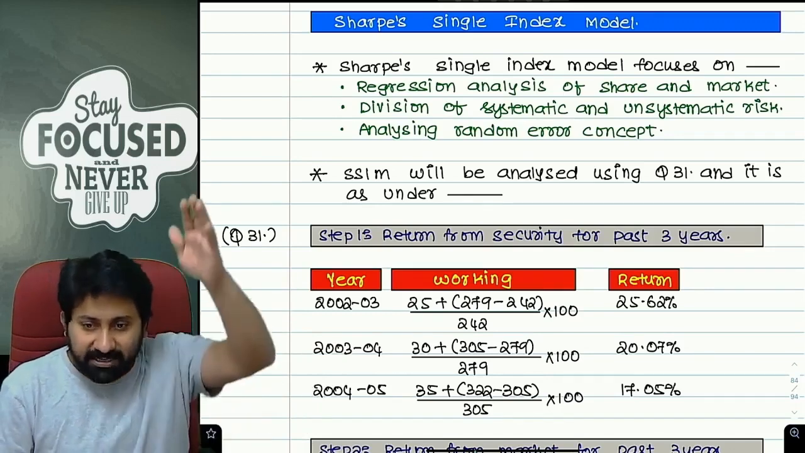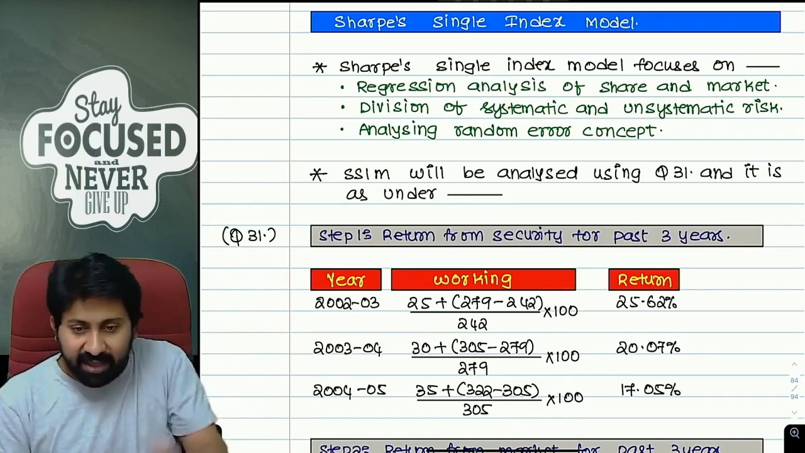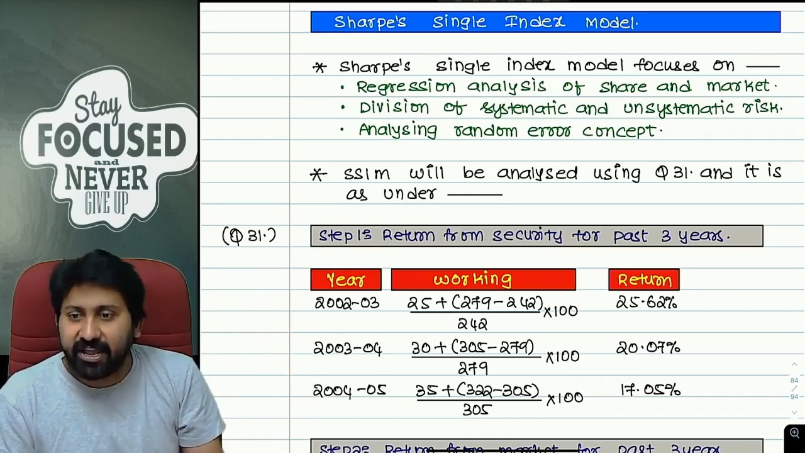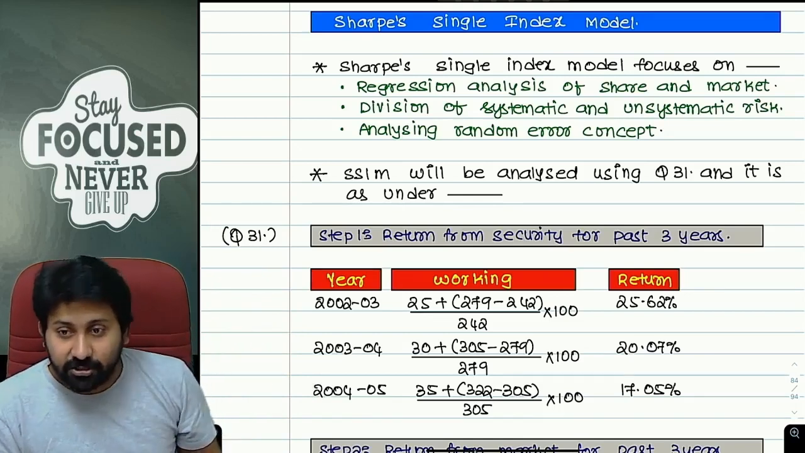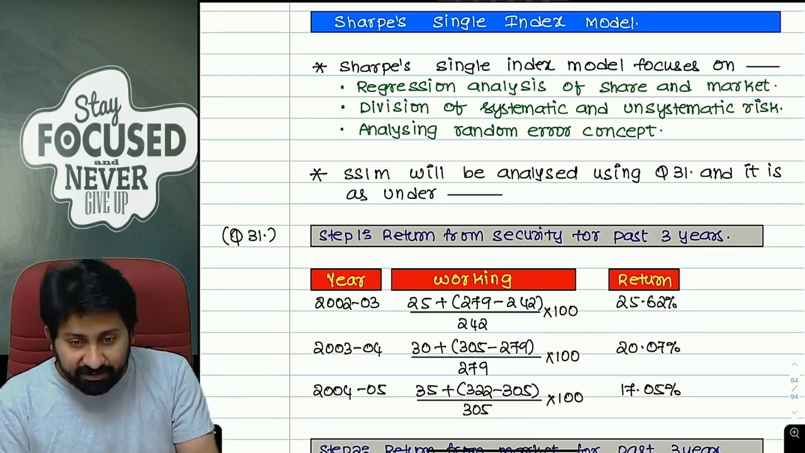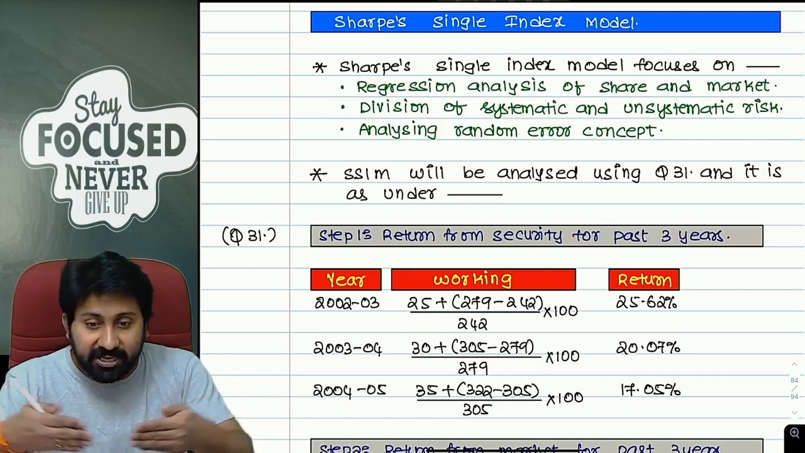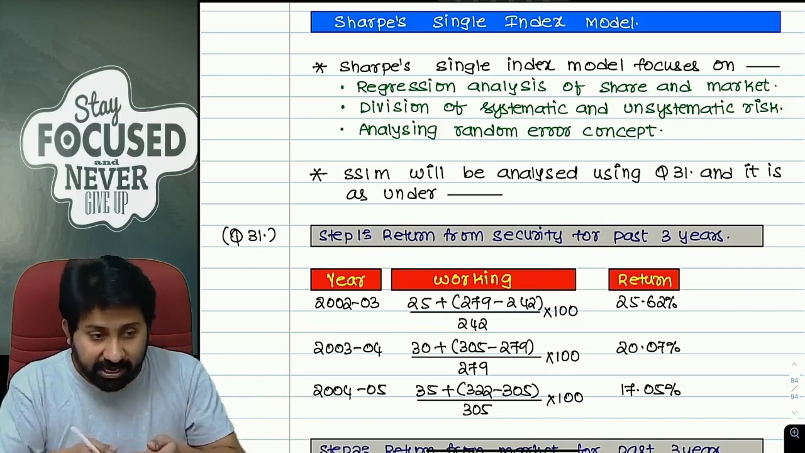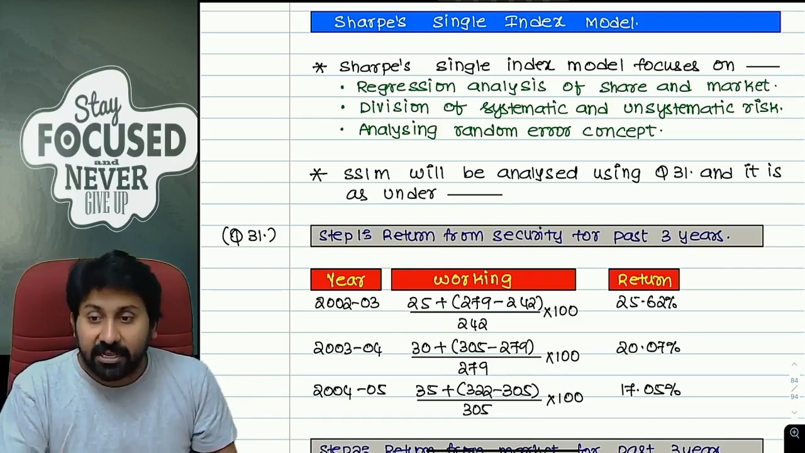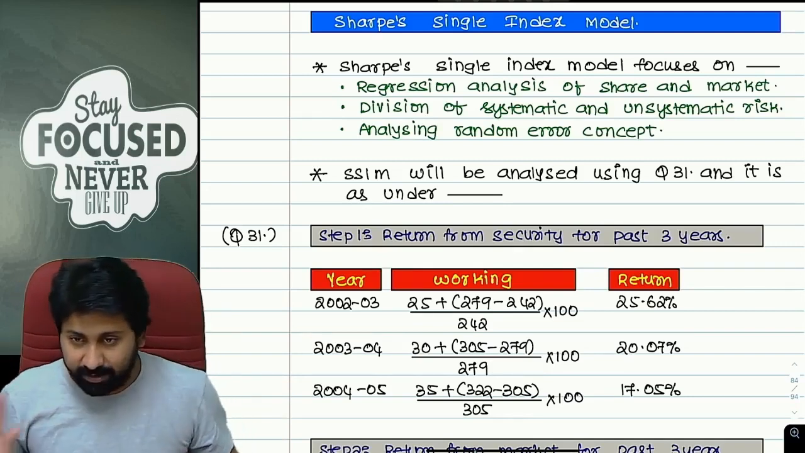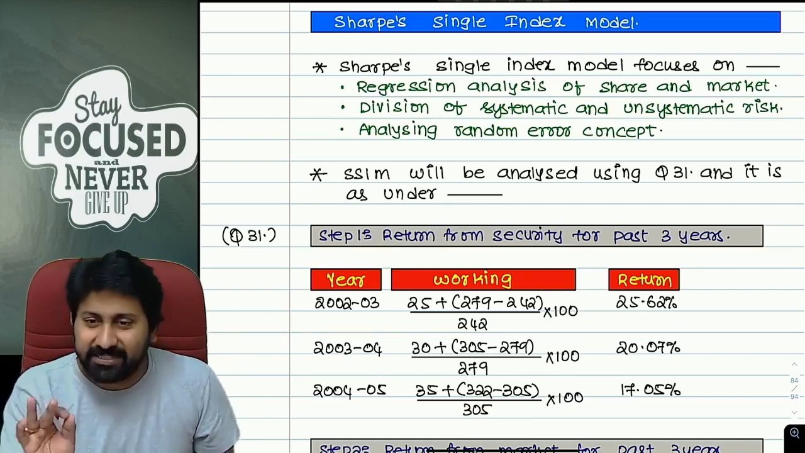For example, past data is given, we will make an average and we will expect that average to continue in future. But that average is not guaranteed. So therefore, we will calculate the standard deviation and all these things. We will compare our company share with the market, and analyze how the market is going to impact my company's share. Clear? Now, this is a basic introduction.